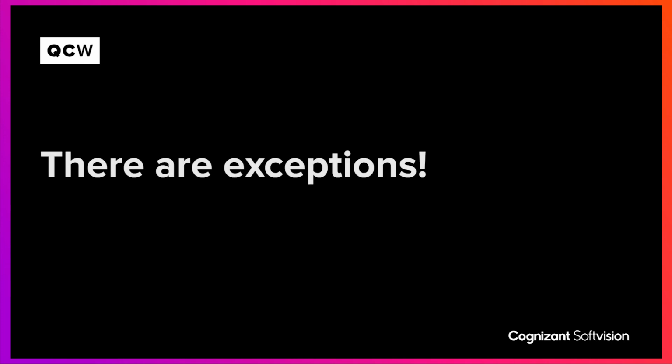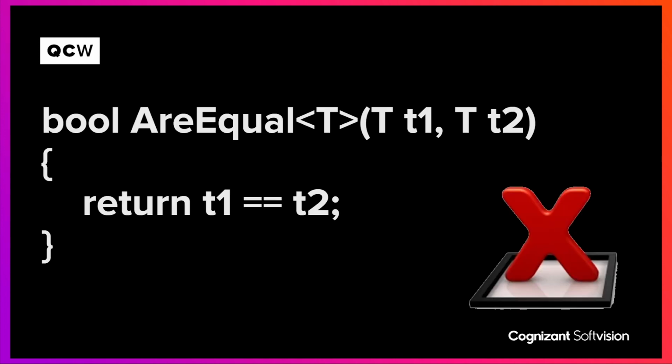There are cases where you must use the equals method. One such case is when using generics, because the compiler doesn't know which type will be used at runtime, so it will not use overloads of the double equals operator. A trivial example would be this. That wouldn't even compile because T could be a custom value type, and as we saw before, you can't use the double equals operator with your custom value types.